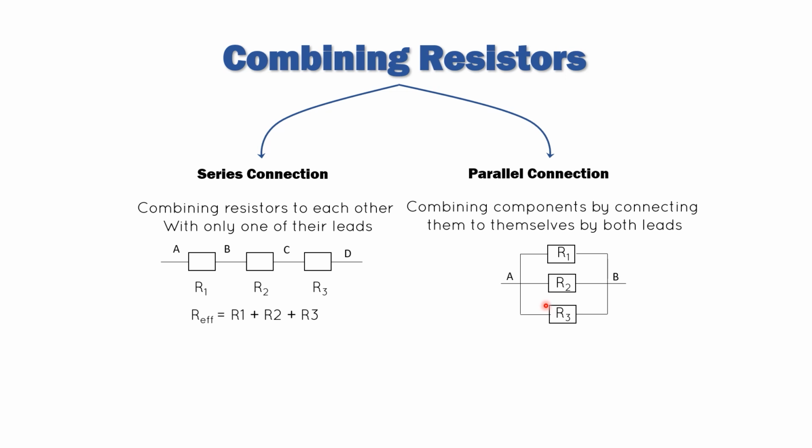So the effective resistance in this case is: 1 over Re effective is equal to 1 over R1 plus 1 over R2 plus 1 over R3. So we'll have to simplify this and find the inverse to get Re effective. Let's go into some practical examples.